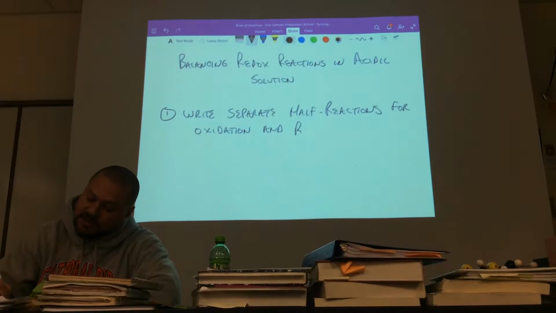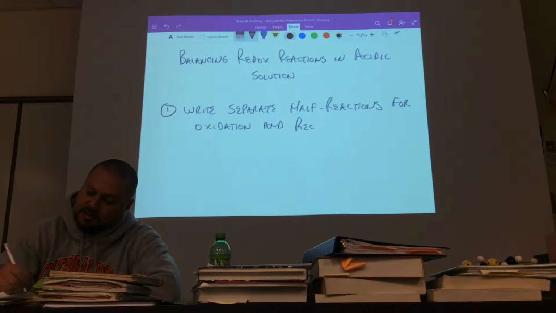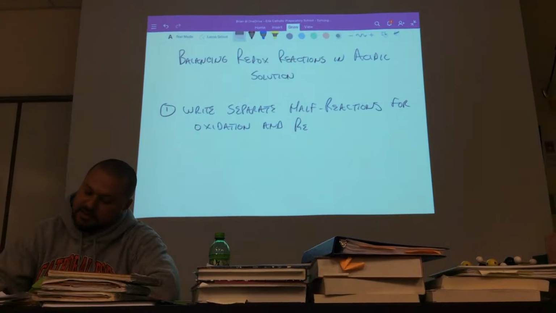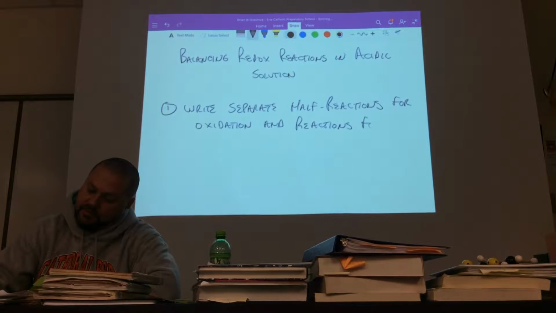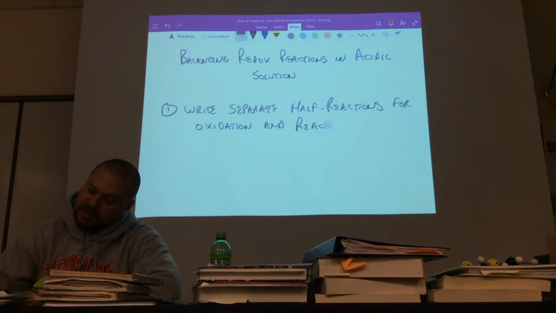So first I'm just going to give you all the steps and then we'll do an example of it. So we're going to do separate half reactions for oxidation and reduction.